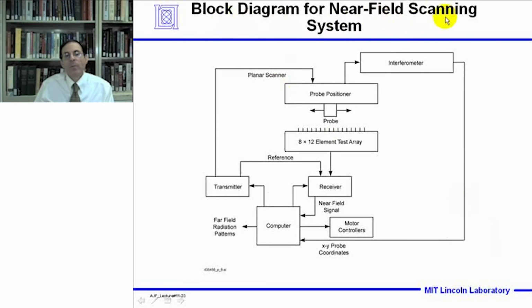Here's a block diagram of the near field scanning system. We had a near field probe and a probe positioner with an interferometer to record the location of the probe. The probe was motor driven. Here's the 96 element test array of monopoles, and then we had a receiver to record the data. And the computer calculated the far field radiation patterns from the near field data. And so we were transmitting from the probe and receiving from the 96 element test array with the two phase centers.